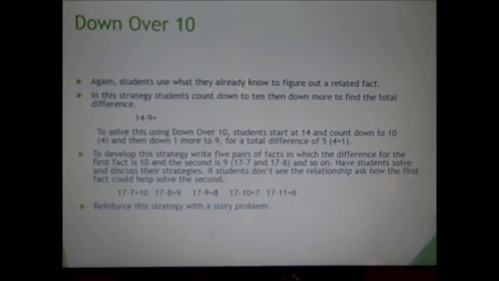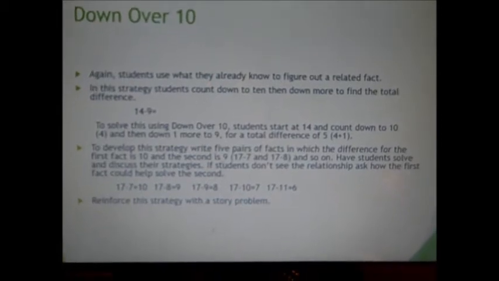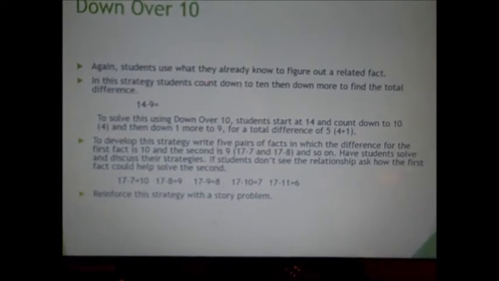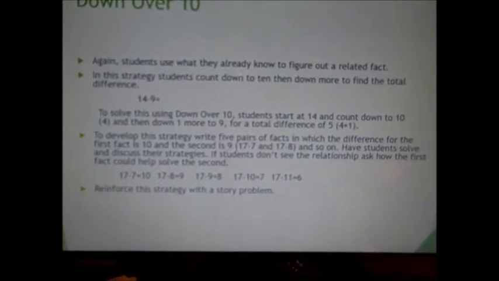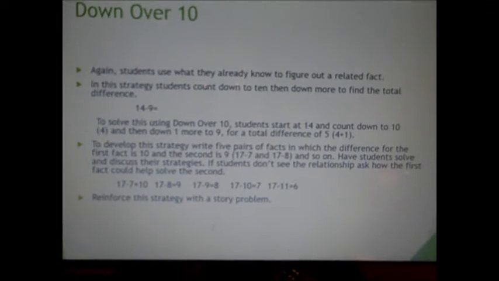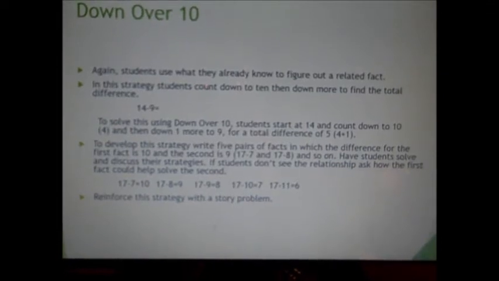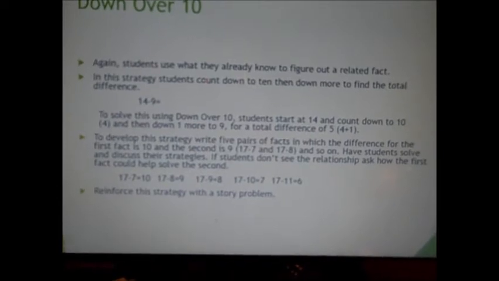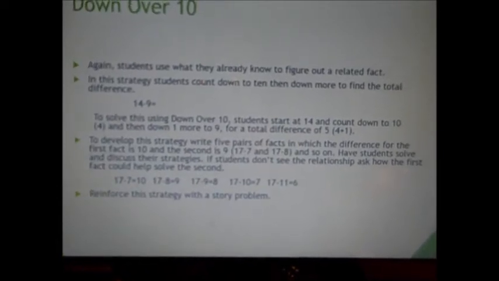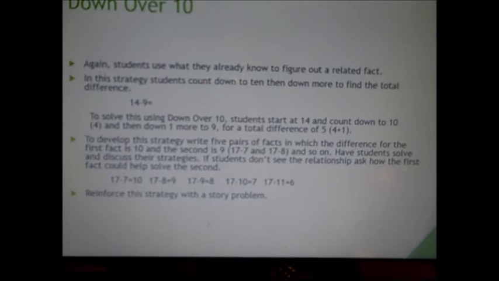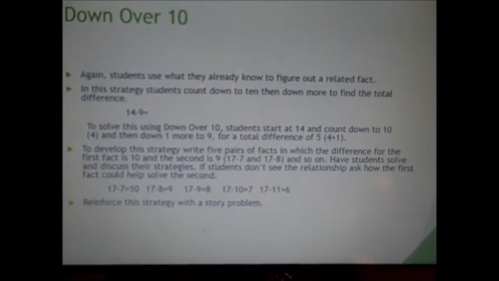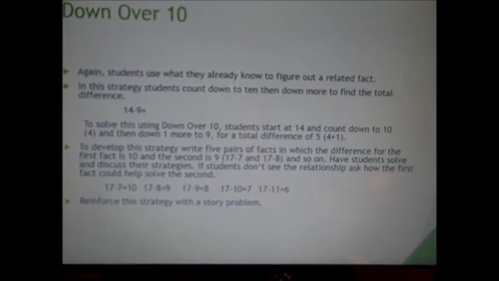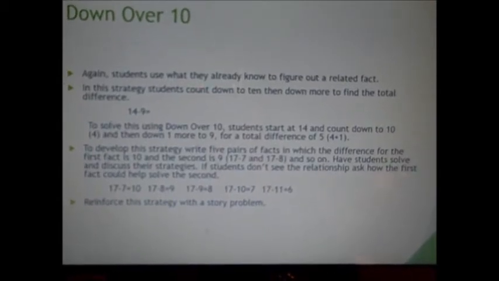To develop this strategy, write 5 pairs of facts in which the difference for the first fact is 10 and the second is 9, so 17 minus 7 and 17 minus 8, and so on. Have students solve and discuss these strategies. If students don't see the relationship, ask how the first fact helps solve the second. 17 minus 7 equals 10, 17 minus 8 equals 9, 17 minus 9 equals 8, 17 minus 10 equals 7, and 17 minus 11 equals 6. Reinforce this strategy with a story problem.